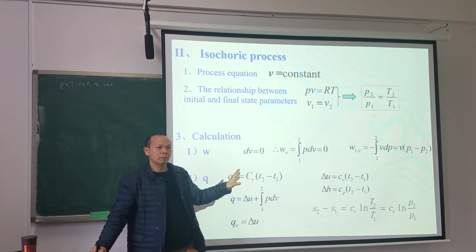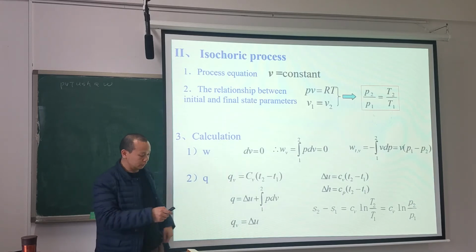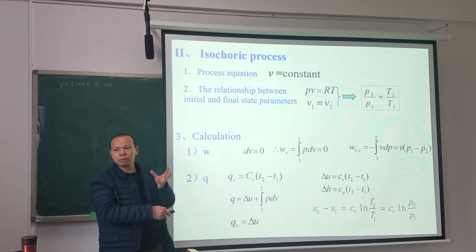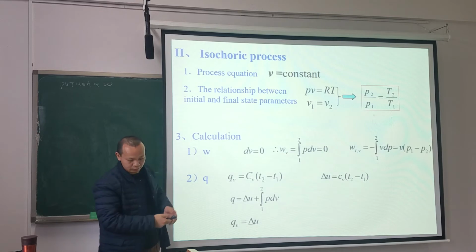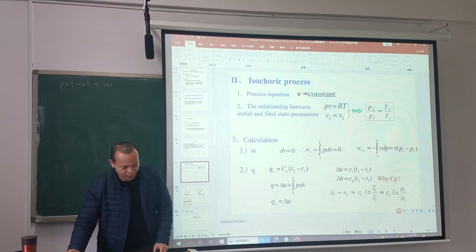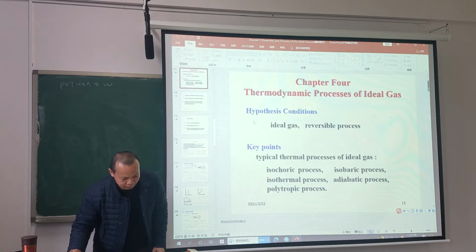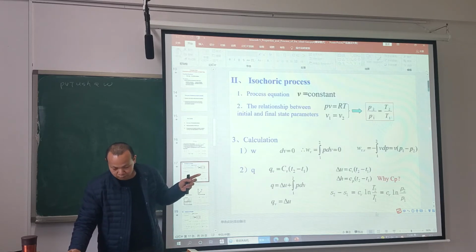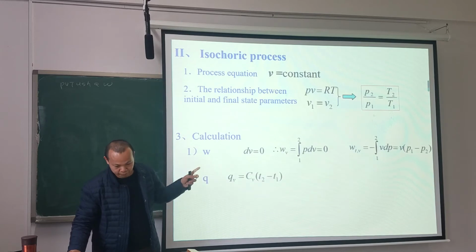So these are only for the isochoric process. All this is only for the isochoric process, or we call it the constant volume process. Maybe we can say this is for the typical thermal process. This is the first typical thermal process, the isochoric process.